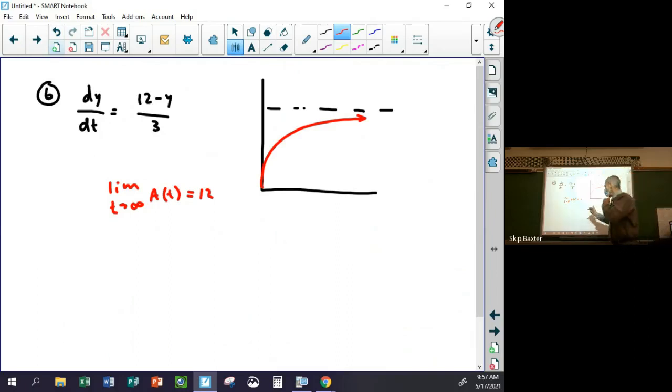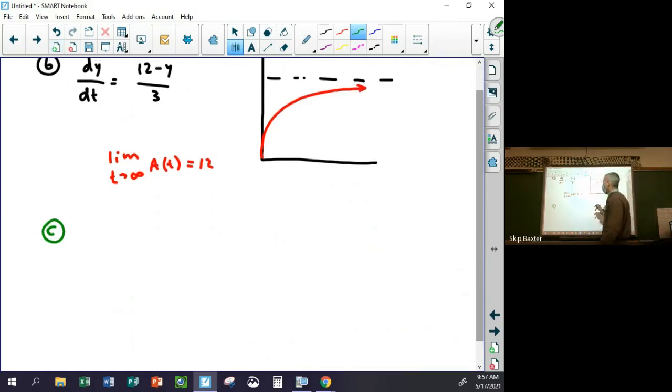Okay, part C. They want you to solve the separable differential equation. All right. How do you separate the variables here? What do you get? Separate those. What do you get?